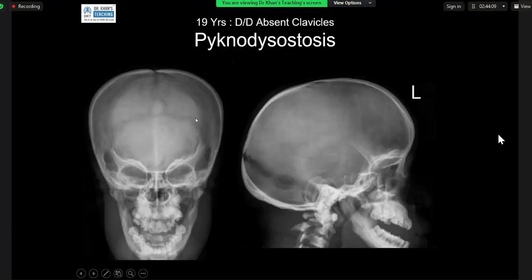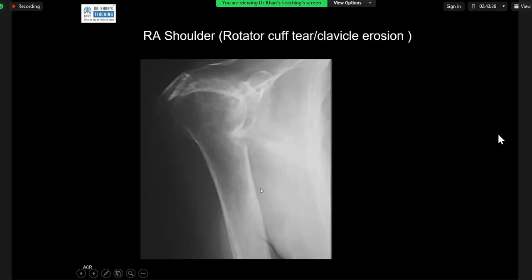This, on the other hand, is cleidocranial dysplasia or dysostosis, in which the clavicles were absent. But if you can see, Wormian bones are there. Wormian bones are bones within the sutures of the skull. But more importantly, if you see the base of the skull, if you see the orbital margins, you can see sclerosis. And then look at the mandible. The mandible is smaller. So this mandible is a very important differential between the two.